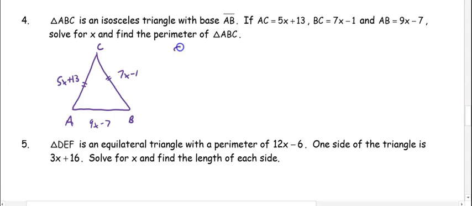So we know the legs are congruent. 5x plus 13 is equal to 7x minus 1. So as we solve, 13 equals 2x minus 1. Add 1 to both sides, 14 equals 2x. When we divide, x is 7.